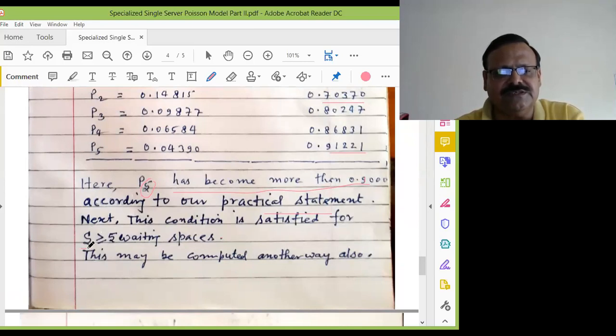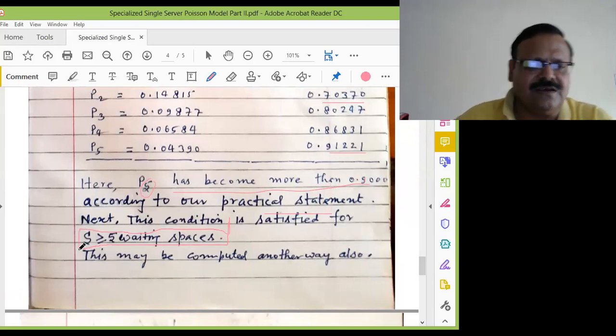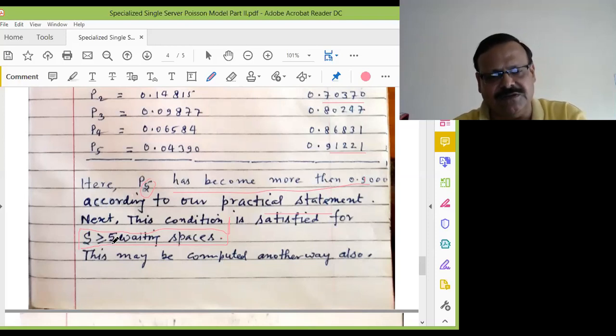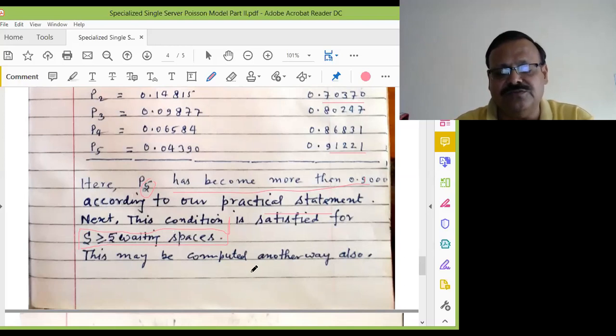But yes, this waiting space is more than 5, at least 5. If you do not have a sufficient amount of fund, then at least 5 waiting spaces you have to construct. If you are a service provider, then you have to make more than 5, but at least 5. You can make it 6, 7, 8, 9, 10, etc. So the minimum is 5.